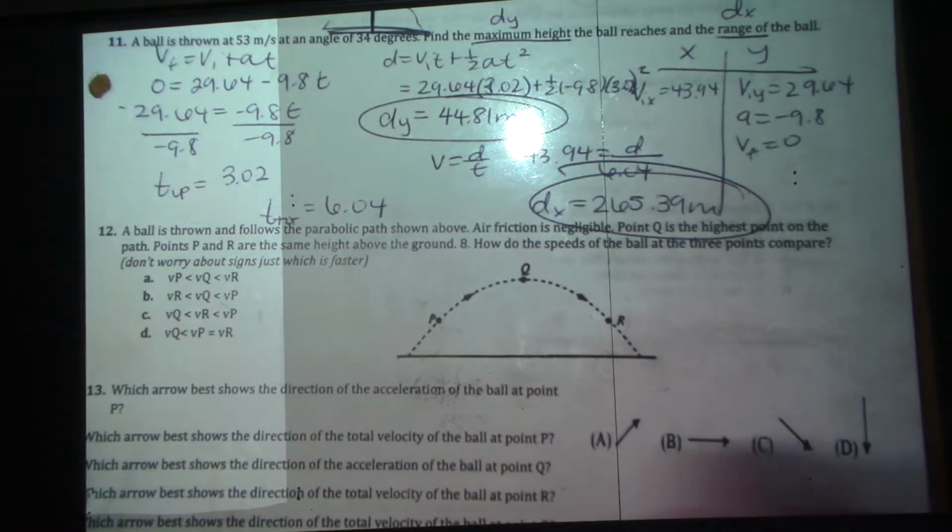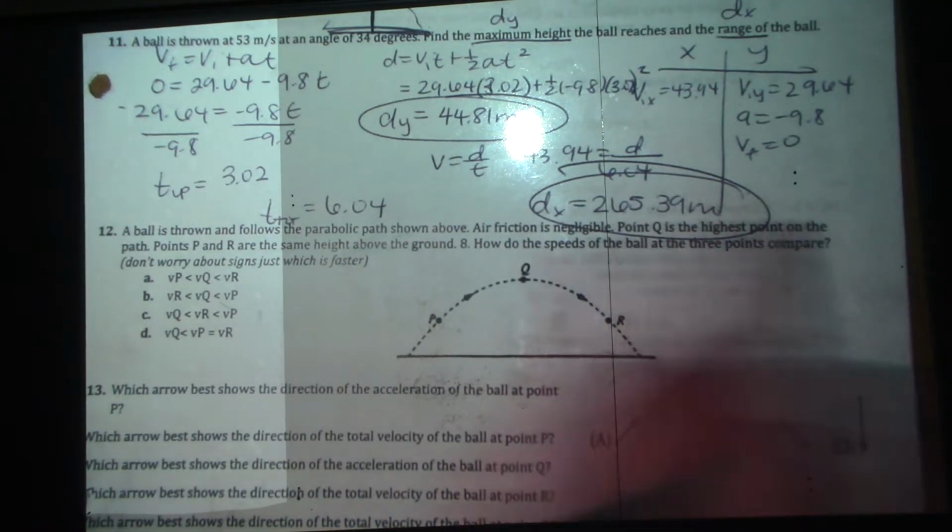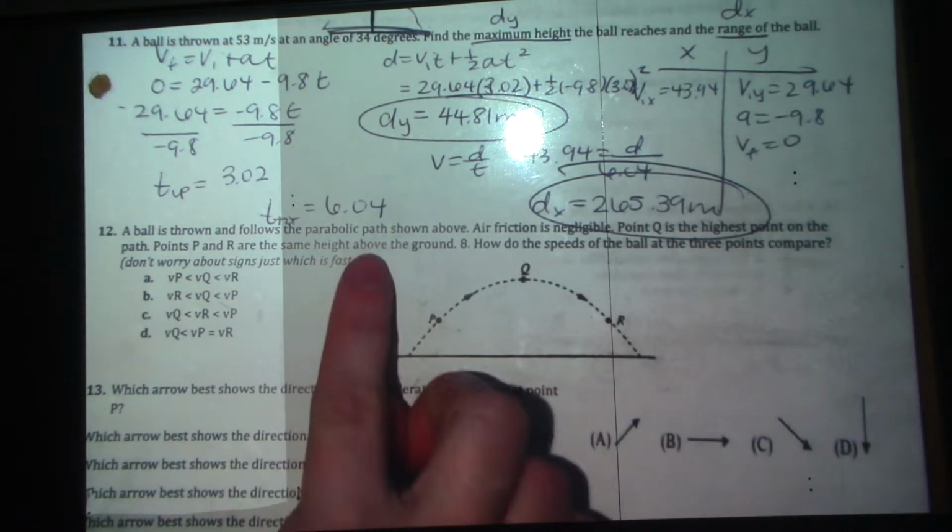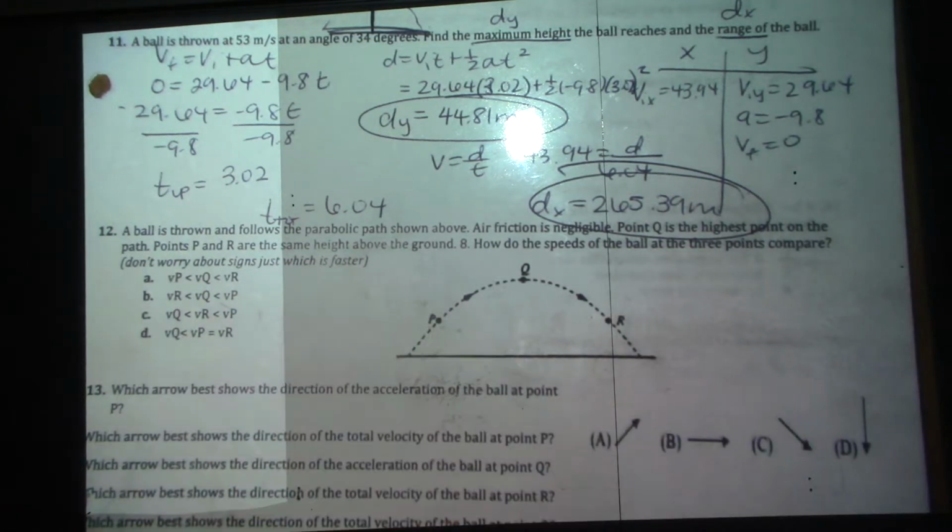A ball is thrown and follows the path shown. Air friction is negligible, means we can ignore it. Point Q is the highest point, and P and R are the same height. How do the speeds compare? We're not worried about positive or negative, just which is faster or slower.